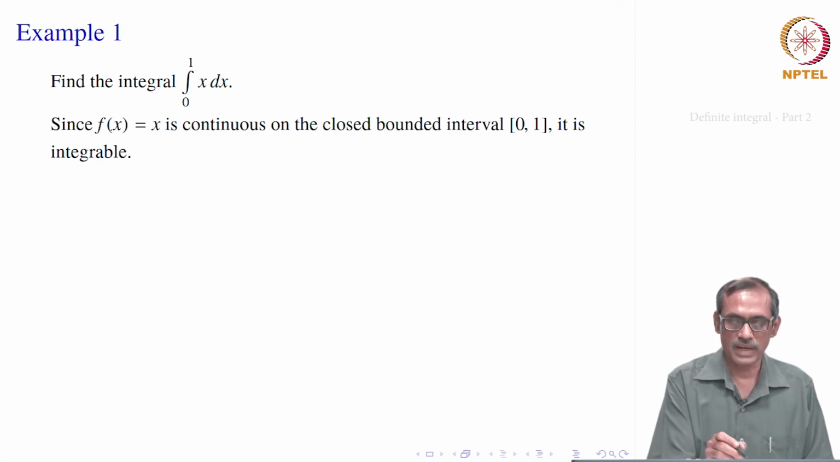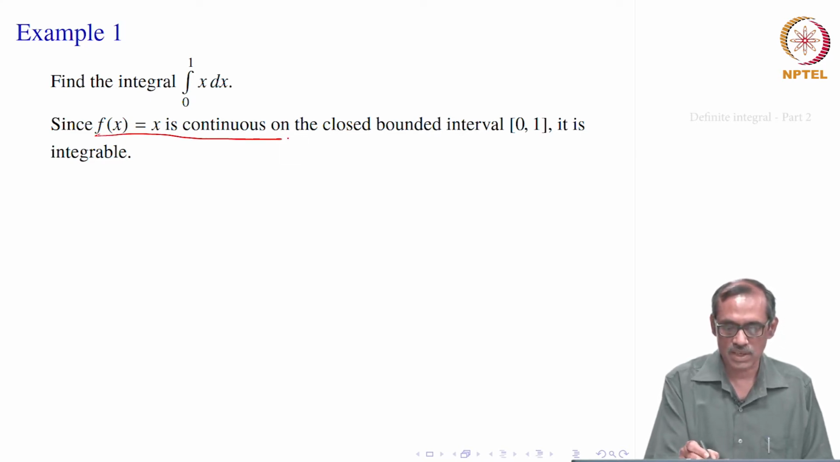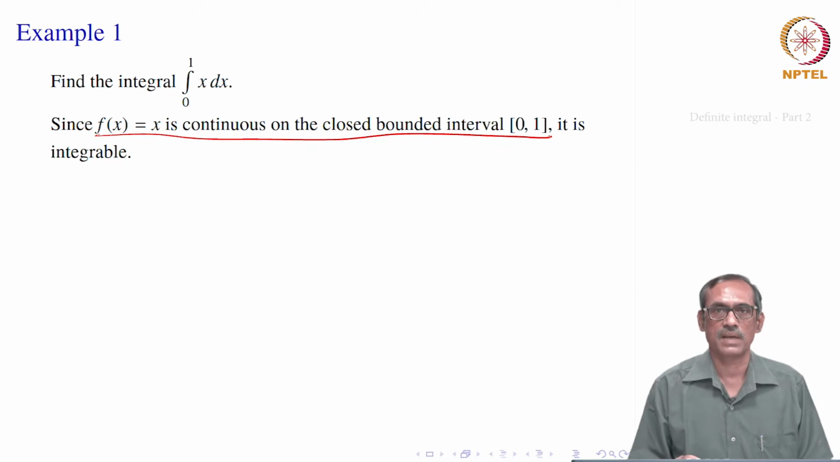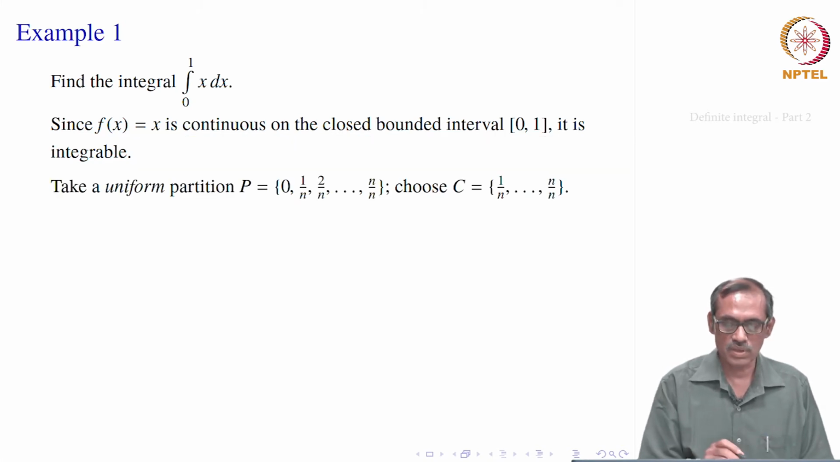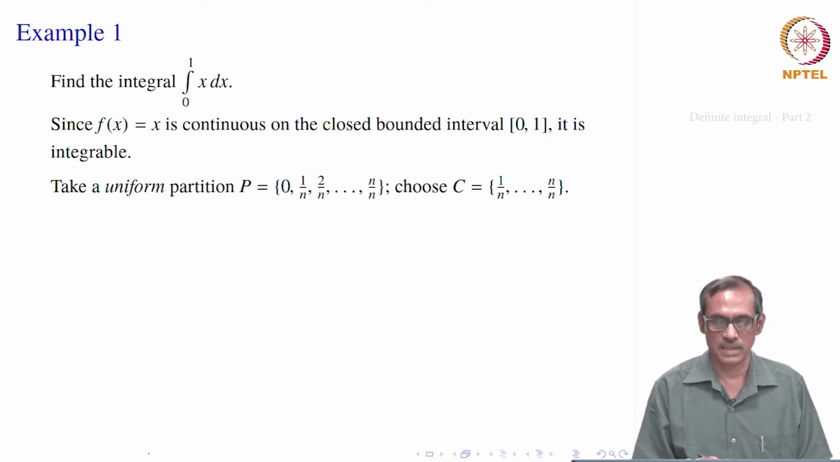First of all, we know that integration is possible, the integral exists. So, what do we say? f of x equal to x is continuous on the closed bounded interval 0 1. So, we apply our theorem, therefore, we conclude it is integrable. Then we can choose any partition, let us choose a uniform partition. So, say P equal to 0, 1 by n, 2 by n, ..., n by n. So, there are n plus 1 points, you have n number of sub intervals.